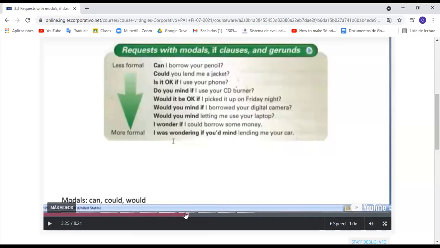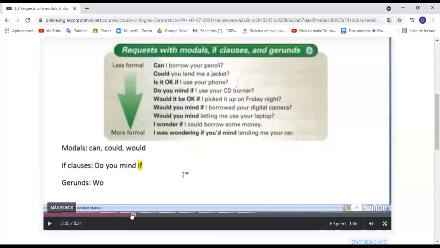Now, how do we form it? We use the modals. We have can, could, would. These are the ones that we use in all of them. And then of course we use a couple of clauses like if. So, do you mind or would you mind? We always use these with ing. So if you say, do you mind going to the movies? Do you mind seeing something? Or would you mind? If you look at the examples here, it's with ing. If you put a person, for example, would you mind if I, then you can use the verbs in the past tense. But if it's only the action, it's would you mind, and then ing.